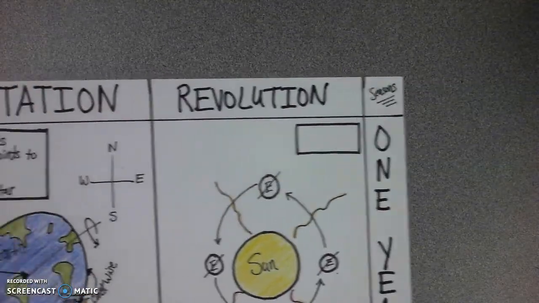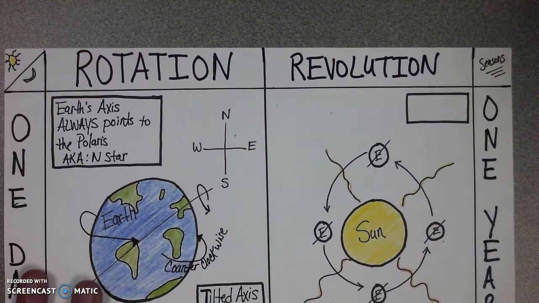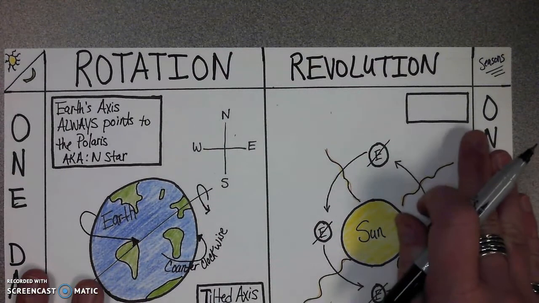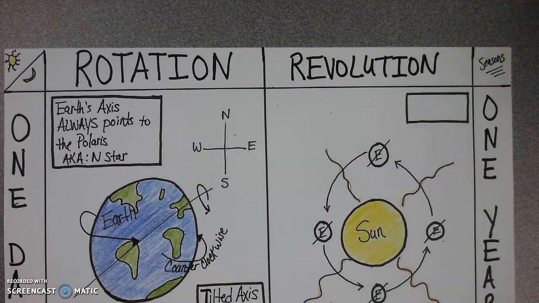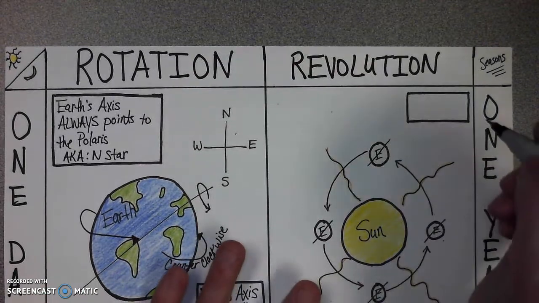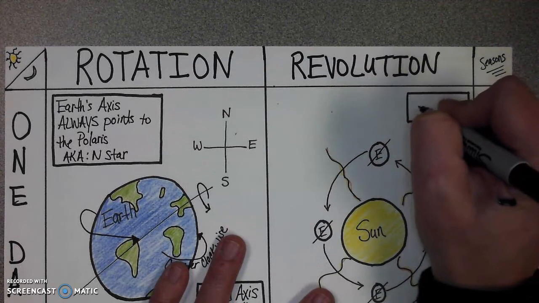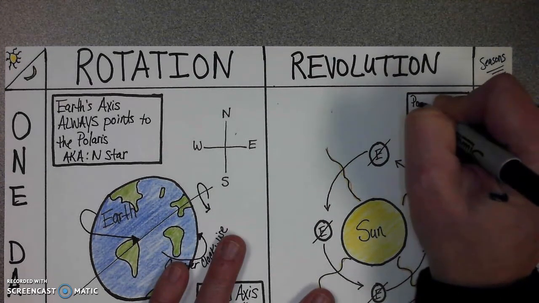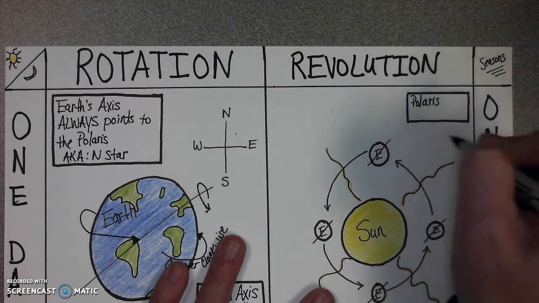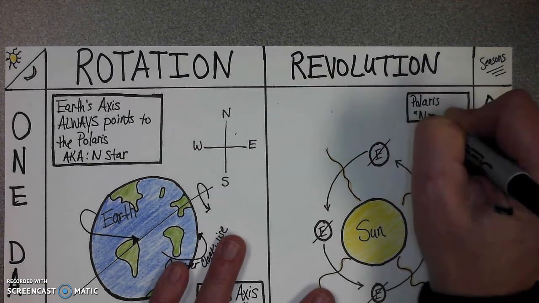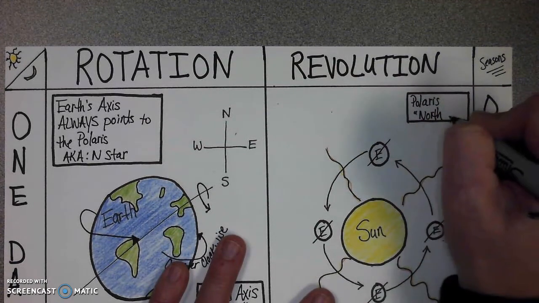Okay, so we have day and night over here, and we have seasons for revolution. I also just want you to make sure that we remember, even though we're having revolution, we are still pointing to Polaris, which is the North Star.